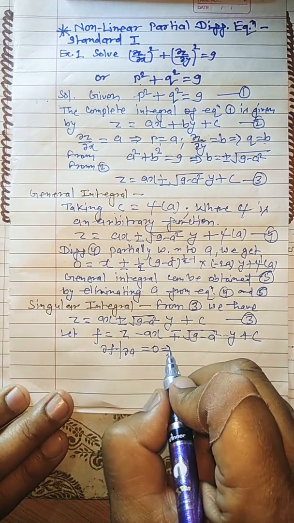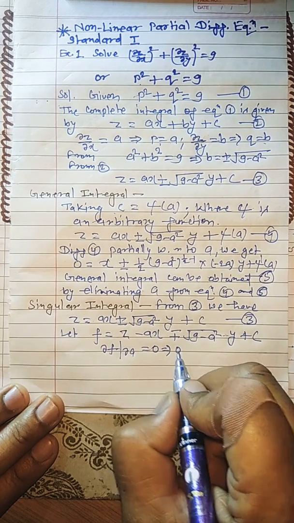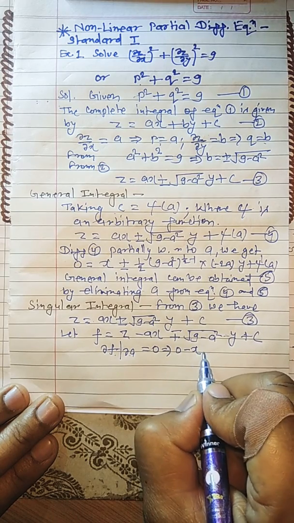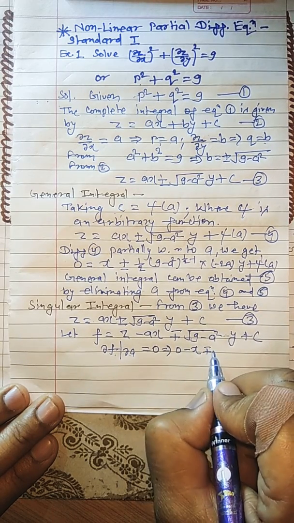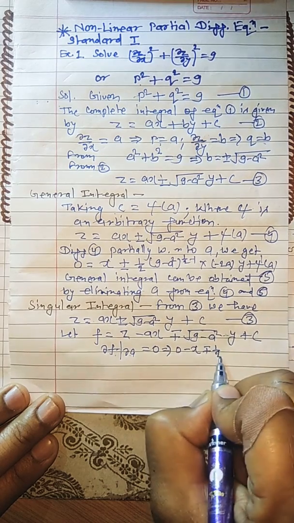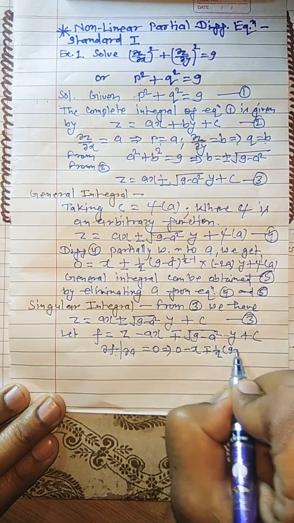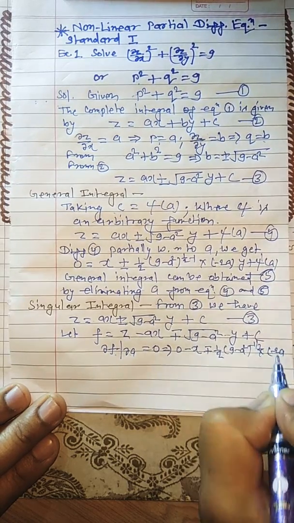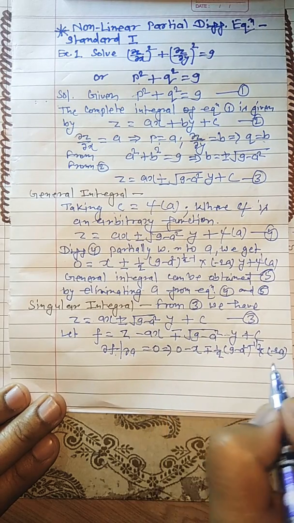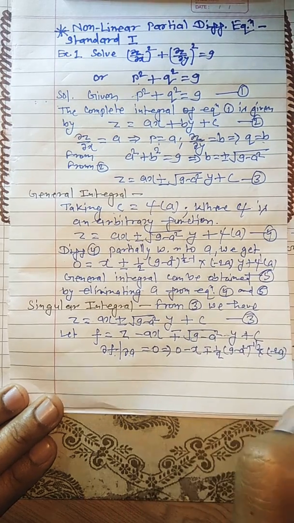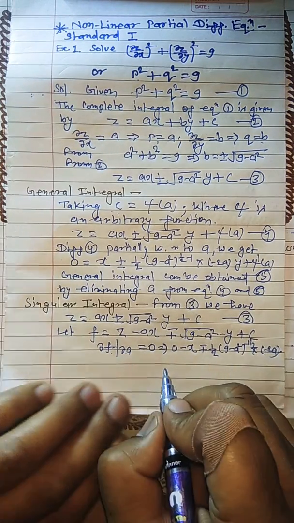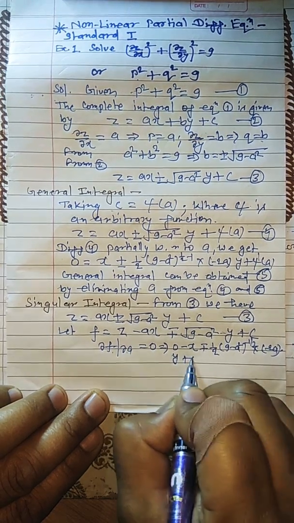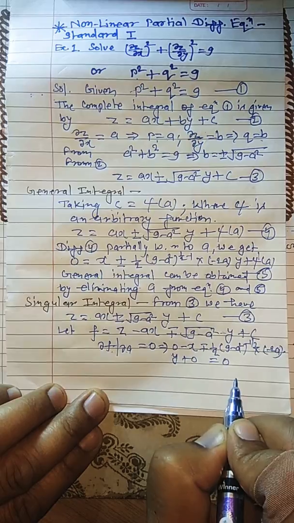That is, 0 minus x. We differentiate this partially with respect to a: minus plus 1 by 2, and here we have 9 minus a square to the power minus 1 by 2 into minus 2a, into y, plus 0 equal to 0.